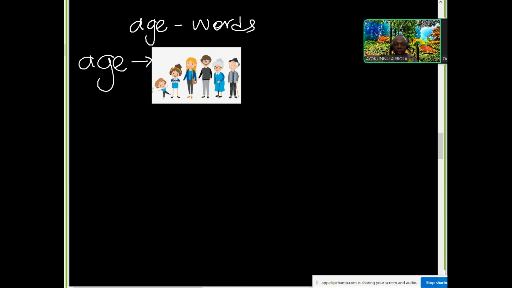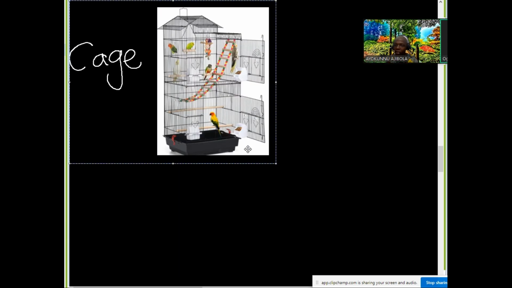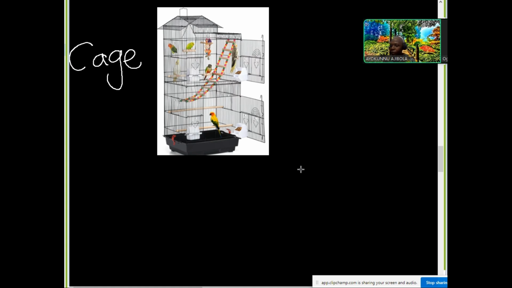Now, if we put C beside the age, it becomes cage. It becomes what? Cage. What is this? Cage. Say cage. Say it again. Let me hear cage. Look at the screen, Ogo. Cage. Very good.